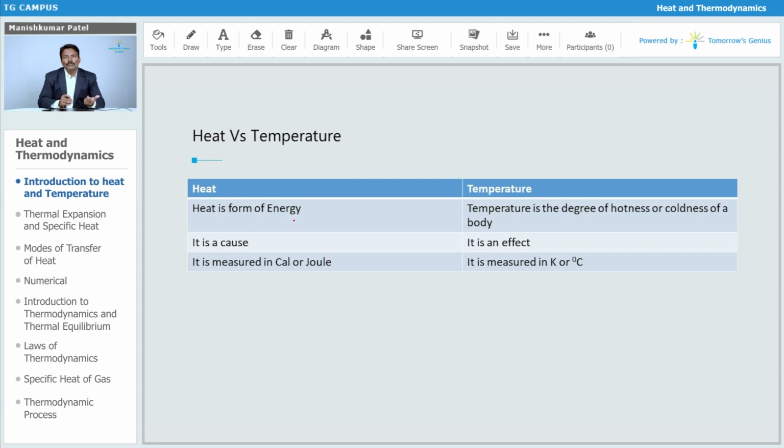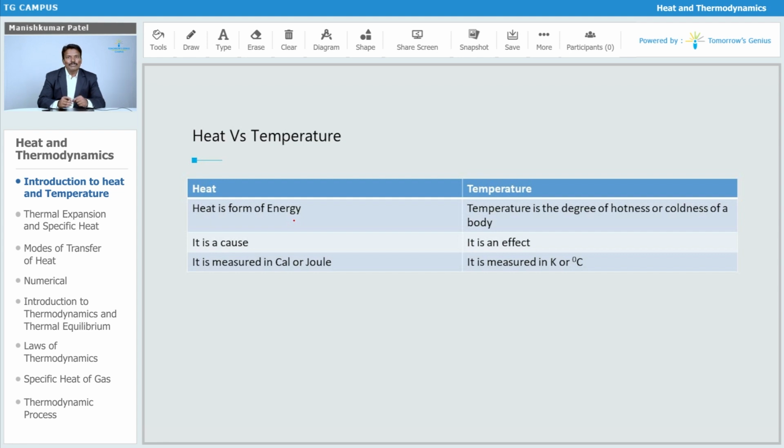Heat is a form of energy which gives us the sensation of hotness or coldness, and temperature is the degree of hotness or coldness, how hot or how cold that body is. That we can determine with the help of temperature. Again, heat is the cause, and we can say that temperature is an effect. Definitely heat is the cause because of which the temperature is going to change. That is the effect that you can see over there.